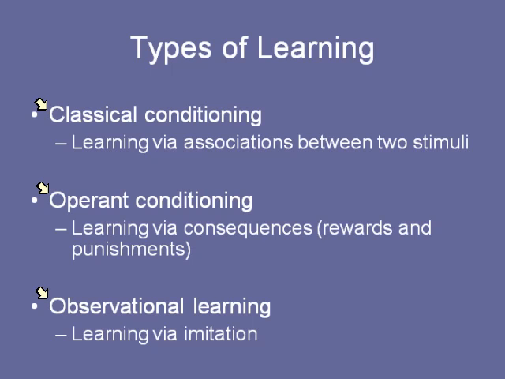Distinguish between explicit memory and implicit memory. Distinguish between declarative memory and procedural memory. Describe the operation of short-term memory. Describe the operation of long-term memory. Discuss something called the serial position effect. And then 6 through 9.